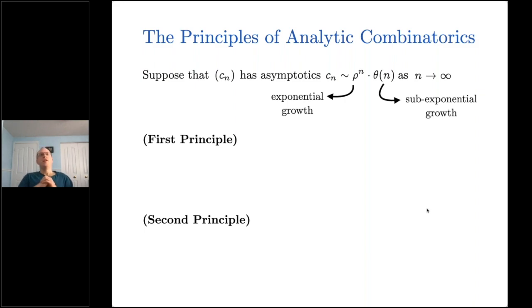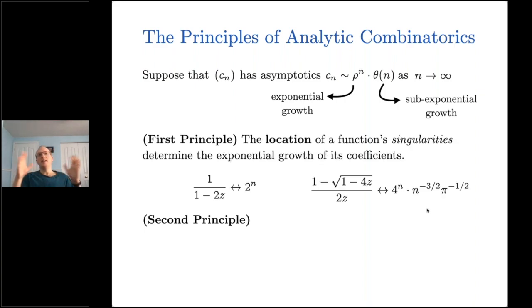And so there are two main principles of analytic combinatorics, and they say that to find the asymptotics of a sequence, you should look at what are known as the singularities of your generating function. And without getting into the definition of singularities, this is something you'll learn about in detail if you take a course in complex analysis at university, usually in like a second or third year math course. So the first principle says that the location of the function's singularities determine the exponential growth of its coefficients.